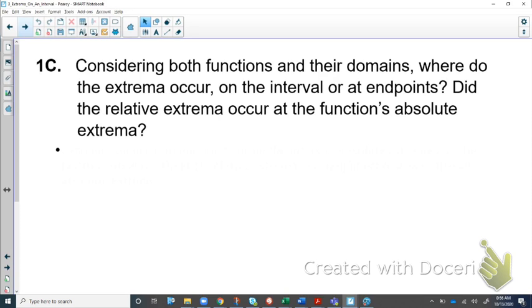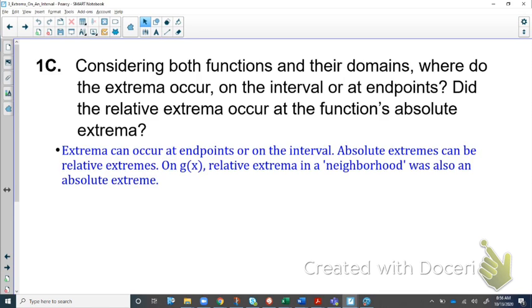Okay, so let's see what you have, and here's mine. I'm saying extrema can occur at an endpoint or somewhere on the interval. Absolute extremes can be relative extremes. On a function, relative extrema in a neighborhood, where we would just look at a small piece of the overall function, could also have the absolute extreme.